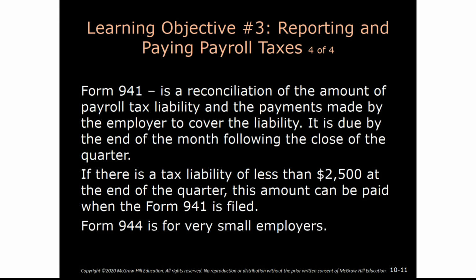So when reporting the payroll, employers use Form 941. This is really a reconciliation between the payroll tax liability and the payments the employer made to the government. And this reconciliation, kind of like a tax return, is due by the end of the month following the close of the quarter. If there's a tax liability less than $2,500 at the end of the quarter, this amount can be paid when Form 941 is filed. And then for very small employers, so as not to overburden them with payroll tax reporting, they will use 944.